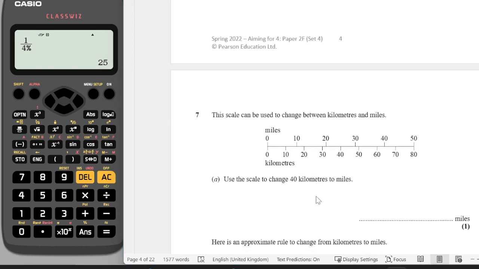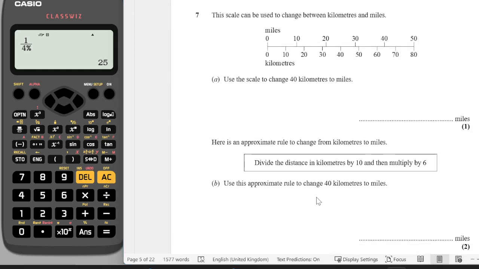Okay, question 7. This scale can be used to change between kilometres and miles. Use your scale to convert 40 kilometres. So 40 kilometres is looking pretty much flat value between 20 and 30, so I'm going to go 25.